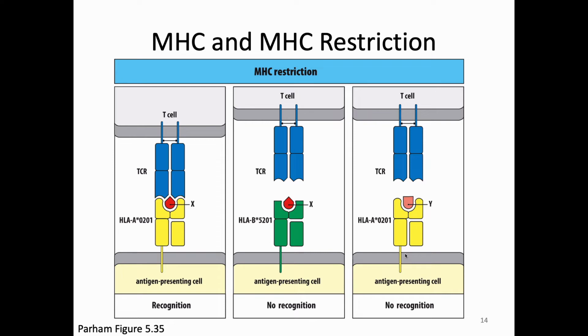But also, if we have the right peptide from the virus, so this is LCMV, but with a different MHC from a different genetic background, the T cell will not recognize this. So we have no T cell recognition. The T cell will not work in this case. So there's this additional piece that comes in with T cell recognition.